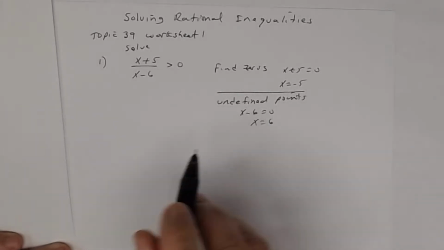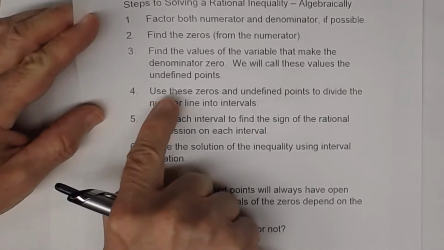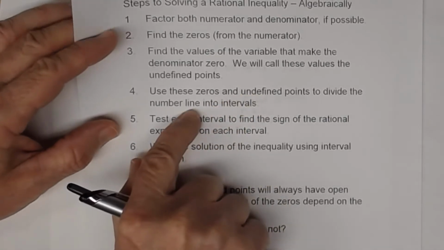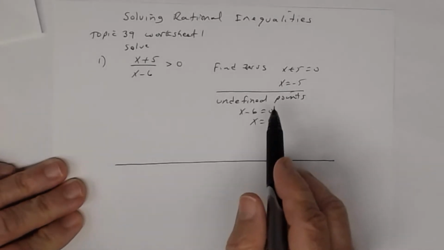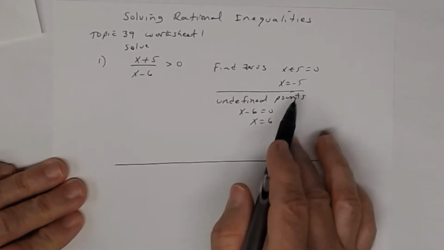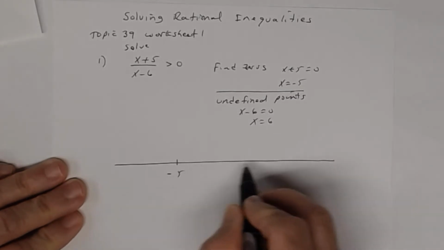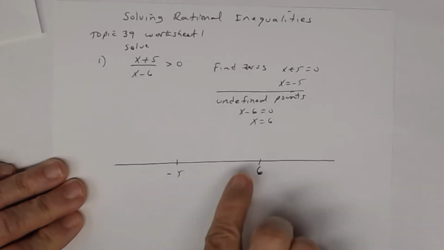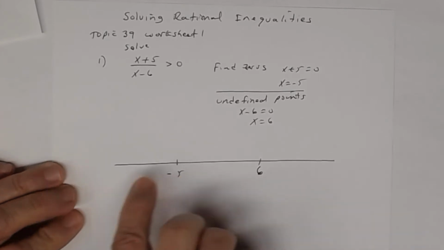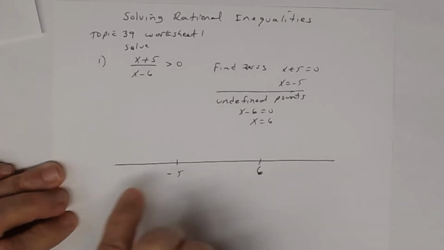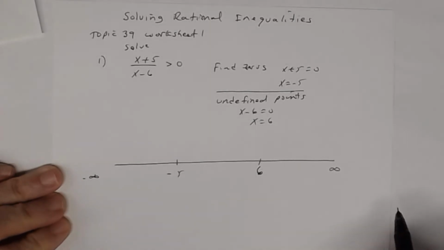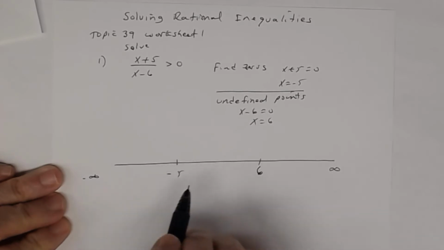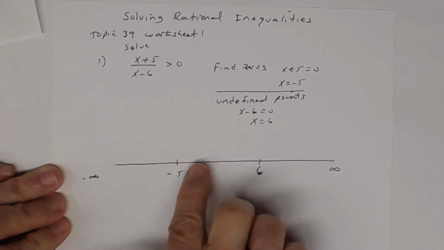Okay, now in step number 4, you're going to put the zeros and the undefined points on the number line. When I put these on the number line, always make sure that you put them in correct order. So negative 5 and 6. That should not be a problem because one's negative, one's positive. Let's put negative 5 here and 6 here. Remember, this one's my zero and this is my undefined point. Both of those numbers divide this number line into 3 intervals: from negative infinity to negative 5, from negative 5 to 6, and from 6 to infinity. And it's in those intervals that you need to use test points.